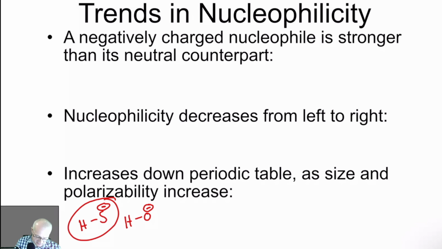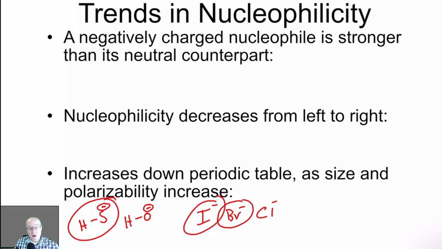Another great example of this is iodide. Iodide is below bromide. Bromide is below chloride. So iodide is a better nucleophile than bromide. Bromide is better than chloride. Chloride is better than fluoride. So these things will behave more as nucleophiles as you go down the group. Make sense? Hopefully that makes sense, because that's just how it works. We're going to talk more about polarizability in a moment.